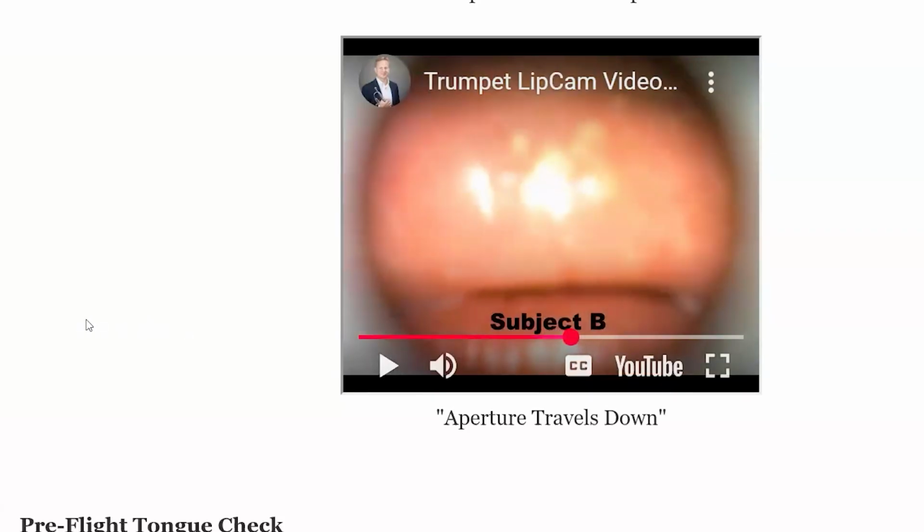I'm going to pause it here. Subject B is worth commenting on. So this subject also, the aperture traveled down. You all saw that. It went from a more central location closer to the bottom of the screen. So they've now played up to high C. I want you to observe what happens when this player plays from high C to double C.